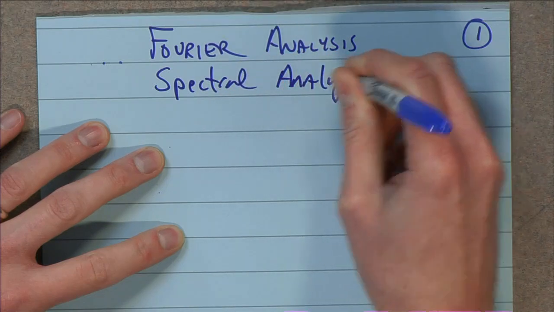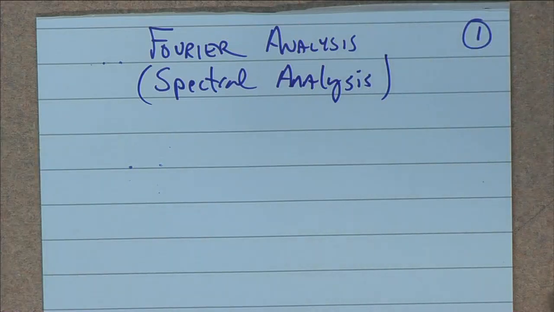So the last topic is Fourier analysis or spectral analysis. What we're going to talk about today is, we have some data and we're trying to figure out what the spectrum of that data is. And what are the techniques that we use to determine that spectrum or to analyze that spectrum.